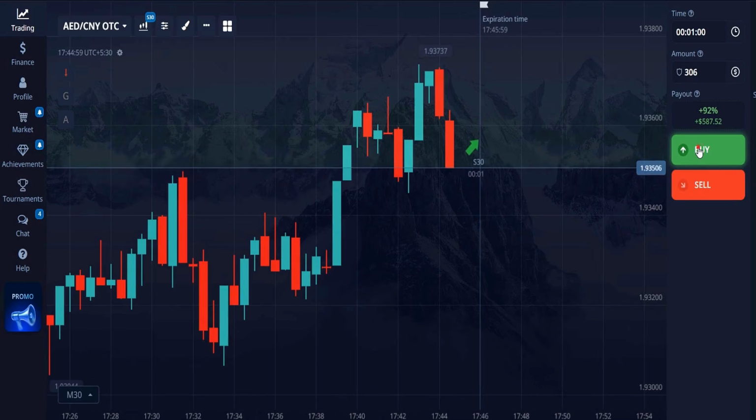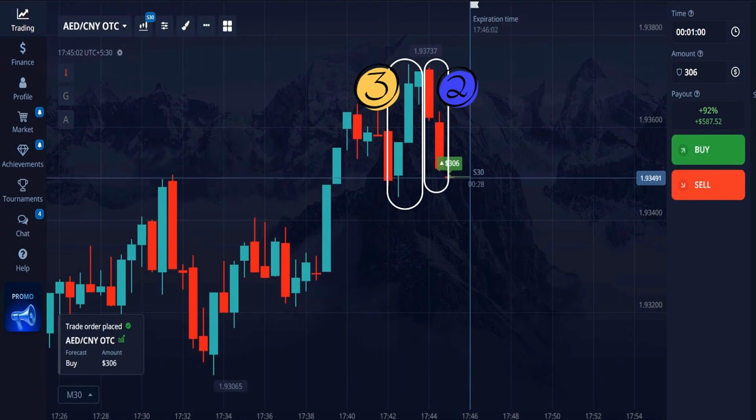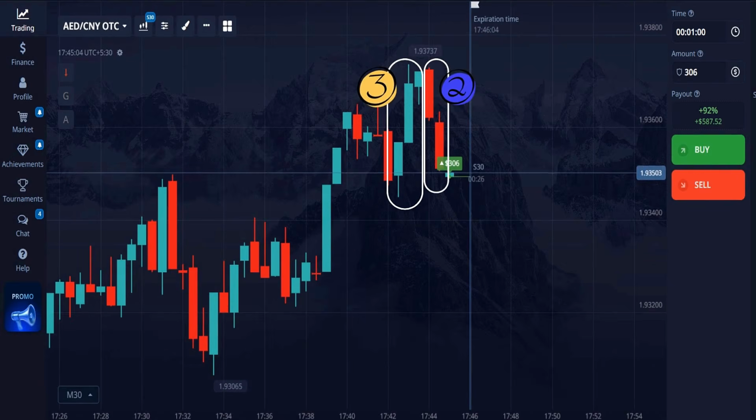Here, we can see the market forming a clean 3-2 pattern. After 3 strong bullish candles, 2 red pullback candles appeared, showing a short pause in momentum.